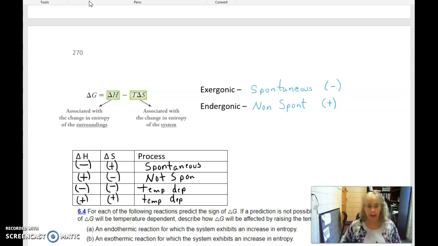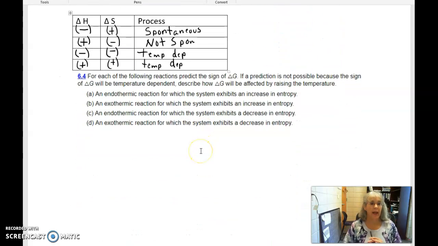So I'm going to pull this up, and it's a really good time for you all to stop the video for a little bit and figure out if you know the answers to these. All right, so we have an endothermic reaction, so our delta H is going to be positive, for which the system exhibits an increase in entropy, so our delta S is also positive. That gives us a temperature-dependent reaction.